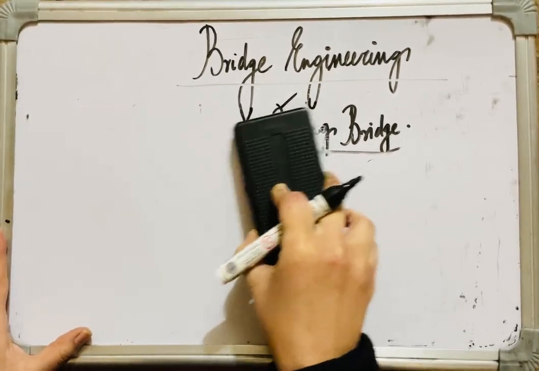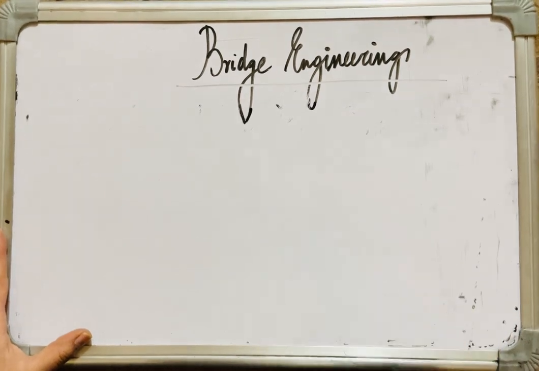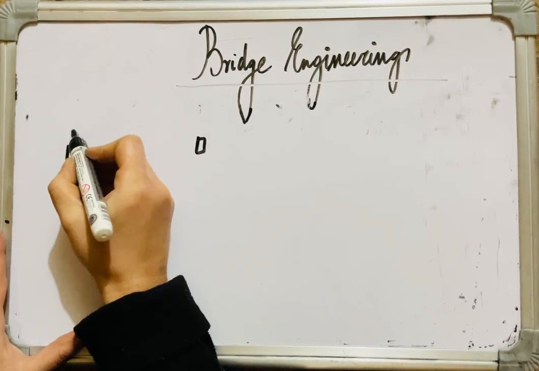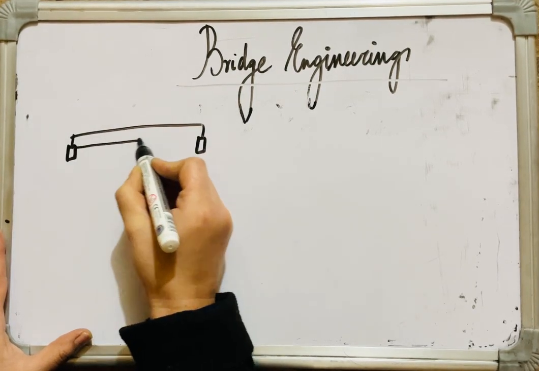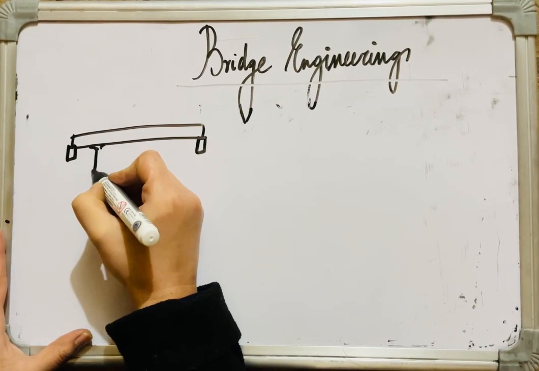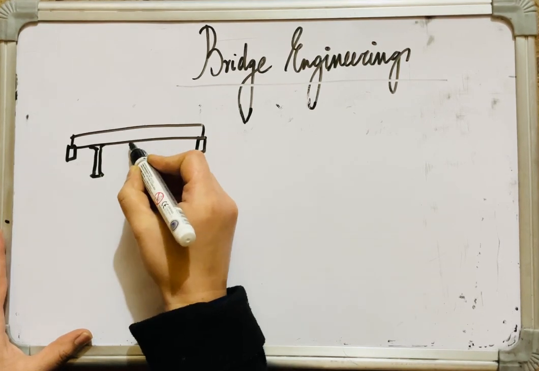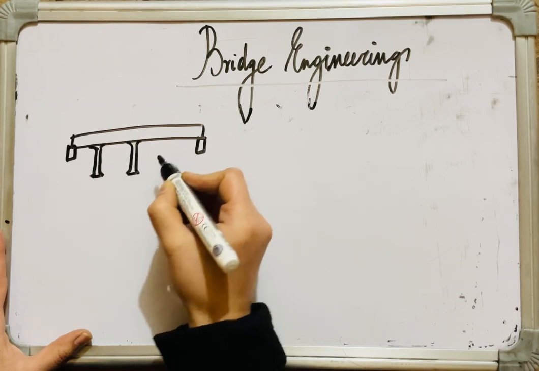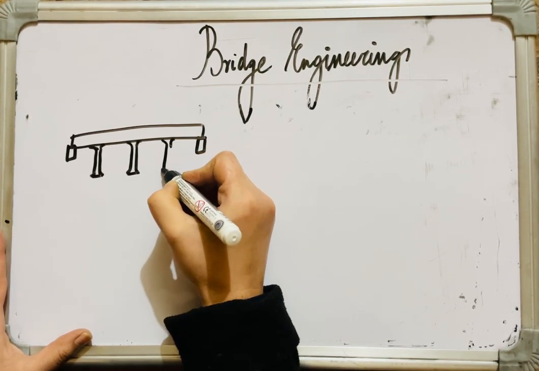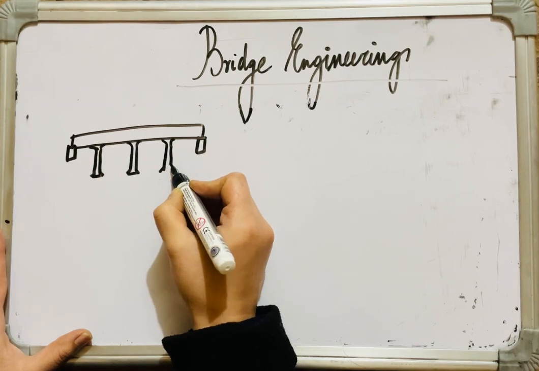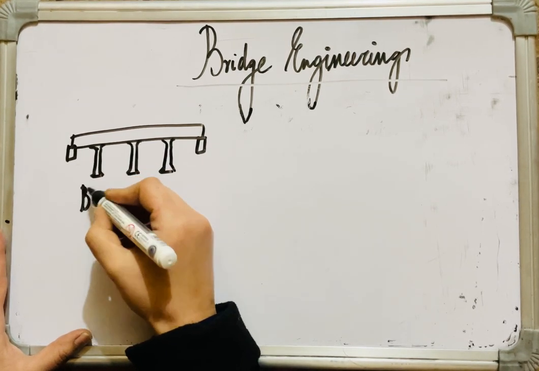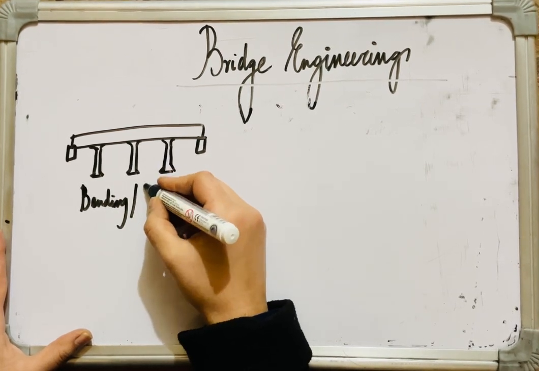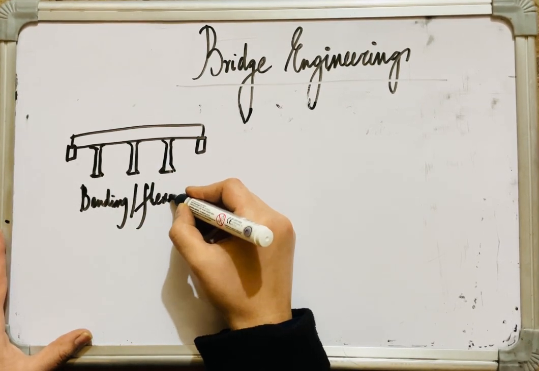Let's quickly recapitulate. The first one, beam bridge. Simply supported structure, and if we have to go for spans in excess of 80 meters, we have to go for intermediate supports or piers. It transmits its load via bending or flexure and not by transferring stresses through arches or cables, unlike other bridge forms.